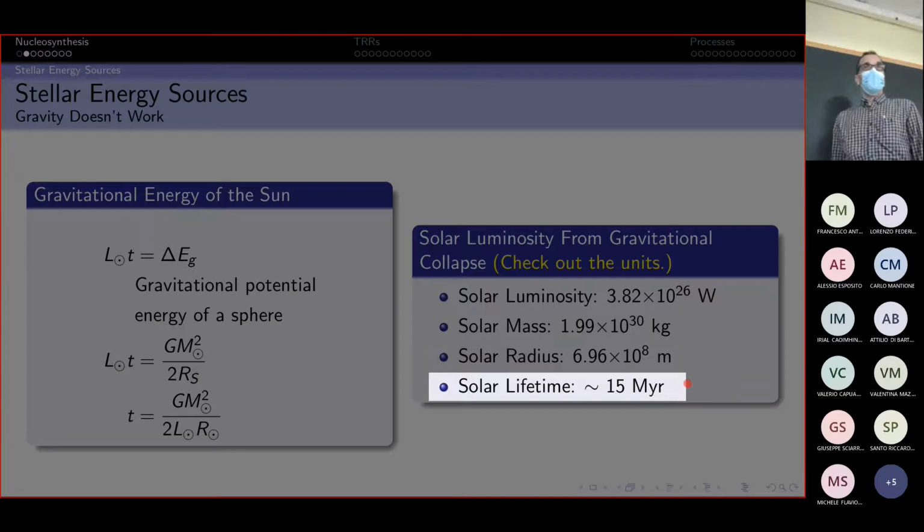It's a bit short. A bit small. How old do we think the solar system is? Somewhere around 5 billion years. 4.5, 5 billion years. Yep. So it can't be purely gravitational potential energy. Now, gravity has a lot of energy, but there's got to be something else. Yes.